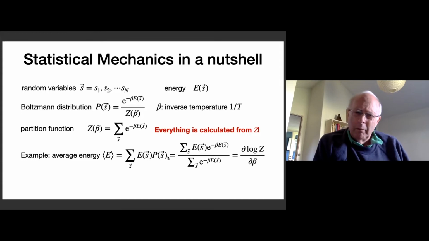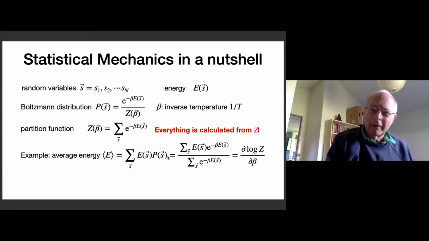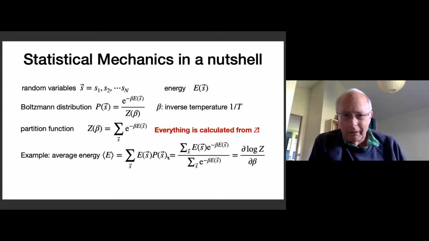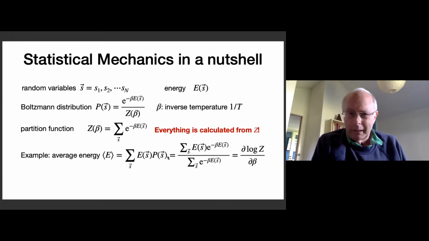And then you realize you could have gotten that if you knew Z of beta, but just by differentiating with respect to beta and then dividing by Z again. And that's the derivative of the log of Z. Sorry, I say Z half the time and Z half the time. You just have to live with that. Hope it's not too confusing. Okay, so you can put other parameters in the Hamiltonian and take derivatives with respect to them to get almost anything you want. So that's the whole story of statistical mechanics.